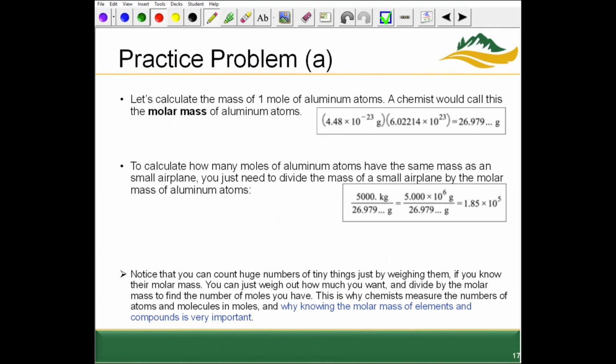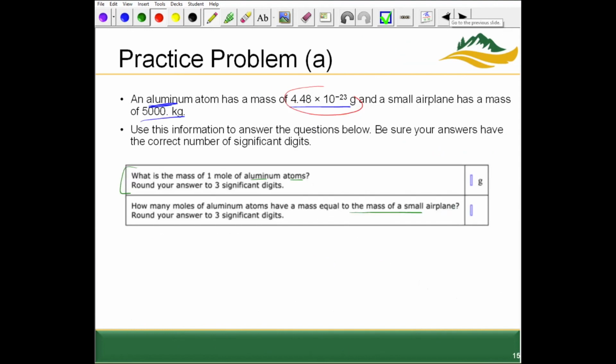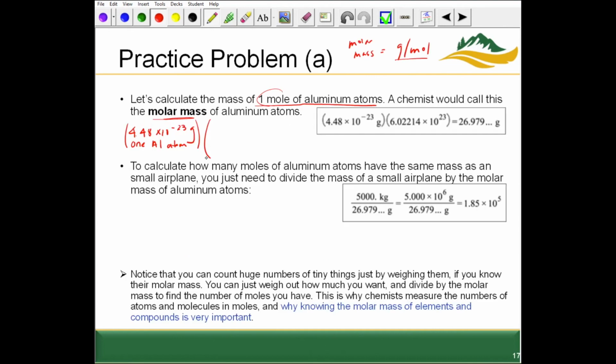So here in this practice problem, let's first calculate the mass of 1 mole of aluminum atoms. The mass of 1 mole of aluminum atoms is going to be the molar mass of aluminum atoms. Remember, molar mass we always think of as grams per mole for the units. In this practice problem, we're told an aluminum atom has a mass of this many grams. So far we can write out that 4.48 times 10 to the negative 23rd grams is 1 aluminum atom.